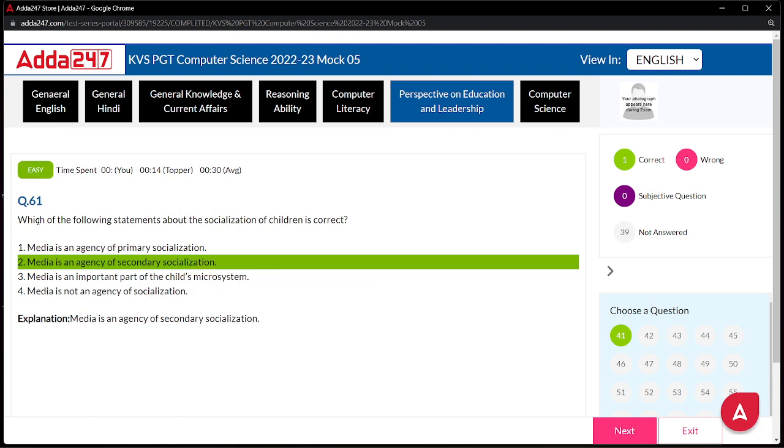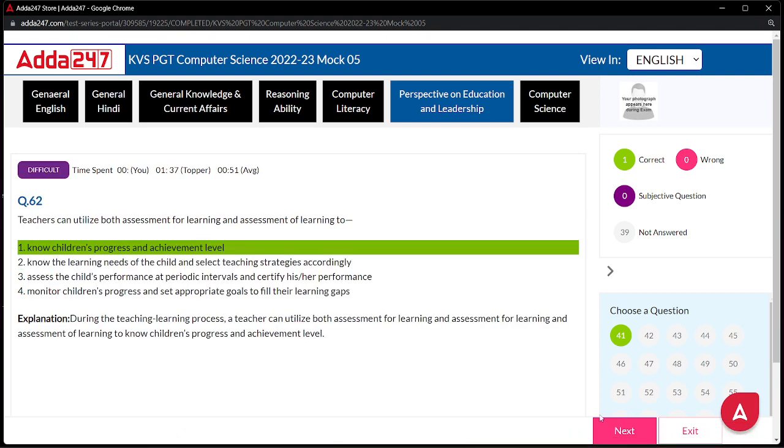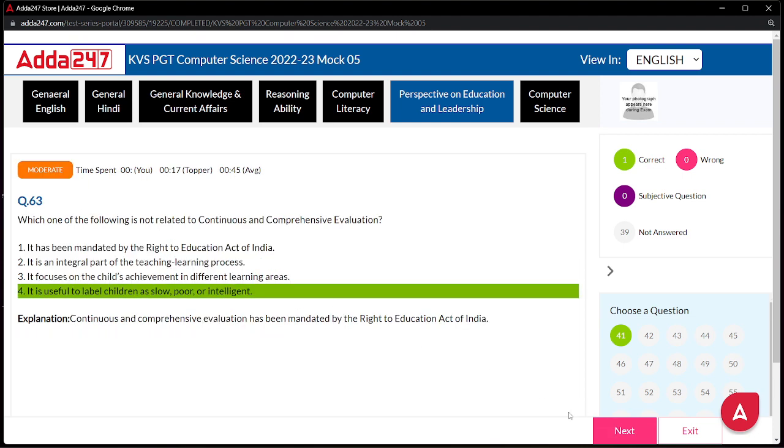Total 80 questions are there. Which of the following statements about socialization of children is correct? Media is an agency of secondary socialization. Media is not primary, it is secondary socialization. In primary, family is the main. And a teacher can utilize both assessment of learning and assessment for learning. Assessment for learning is known to track children's progress in achieving levels.